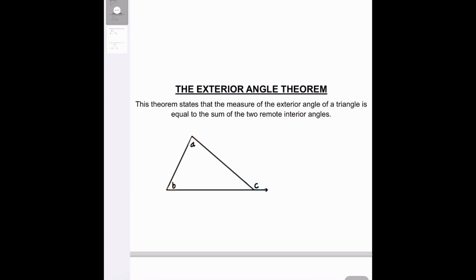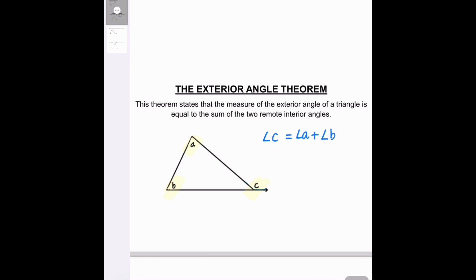Based on the diagram below, the exterior angle here is angle C, while the two remote interior angles are angles A and B. So based on the concept of the exterior angle theorem, we can derive the formula in which angle C will be equal to the sum of the two remote interior angles, which are angle A and angle B.